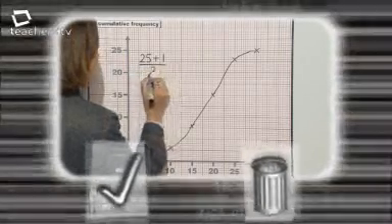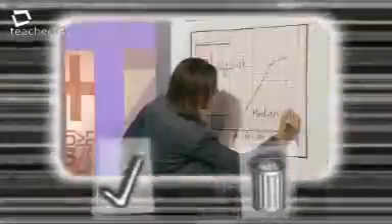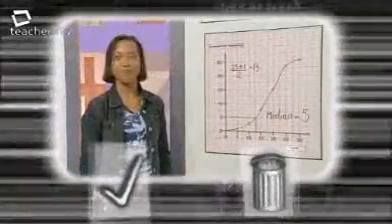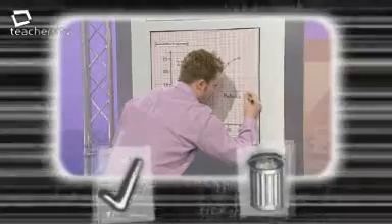So, whose working should you tick and whose should you trash? Was Katie right to read up from the mark and across to the cumulative frequency? Or was Jamie right to read across from the cumulative frequency and down to the mark?